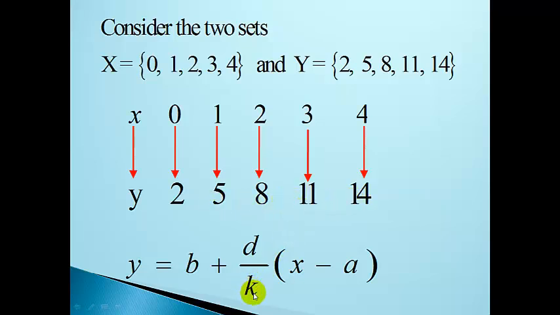Now k is the difference between the x values. You can see that the difference between 0 and 1 is 1. The difference between 1 and 2 is 1. The difference between 2 and 3 is 1. And the difference between 3 and 4 is also 1. So we have x minus a, where a is the first term of the set x. Considering the elements of the set x, the first term is 0. That means that a is equal to 0. So the rule for the linear mapping is y equals b plus d over k into bracket x minus a.